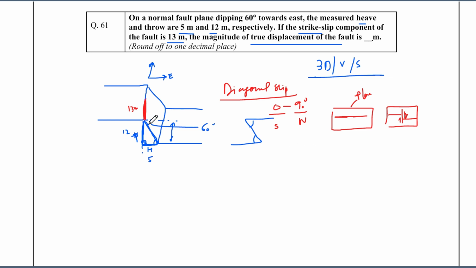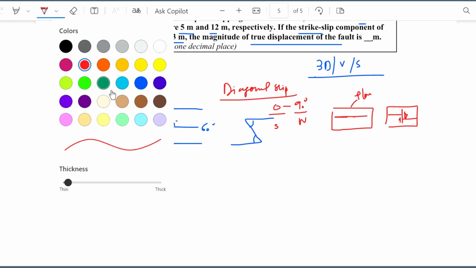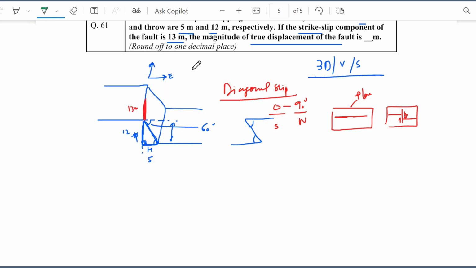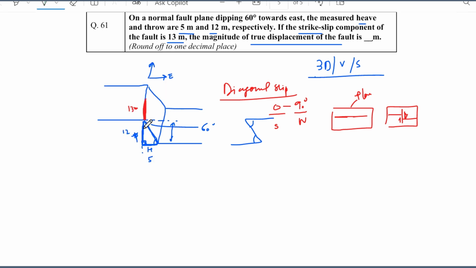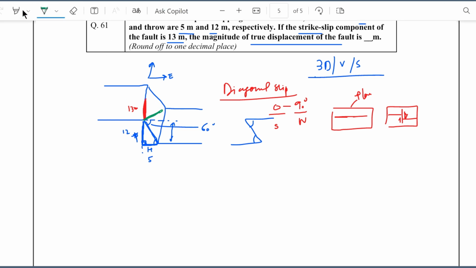Now how will we calculate the true displacement? We'll use one more color. This is our true displacement between these, and this is the line. One more color I will use.